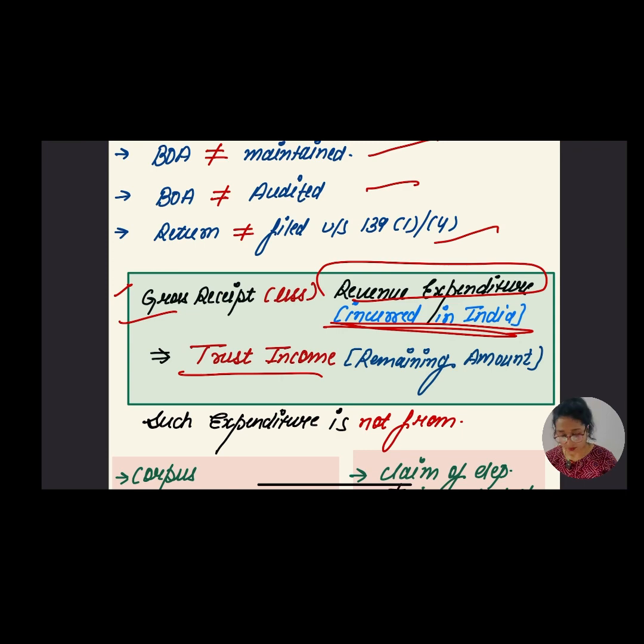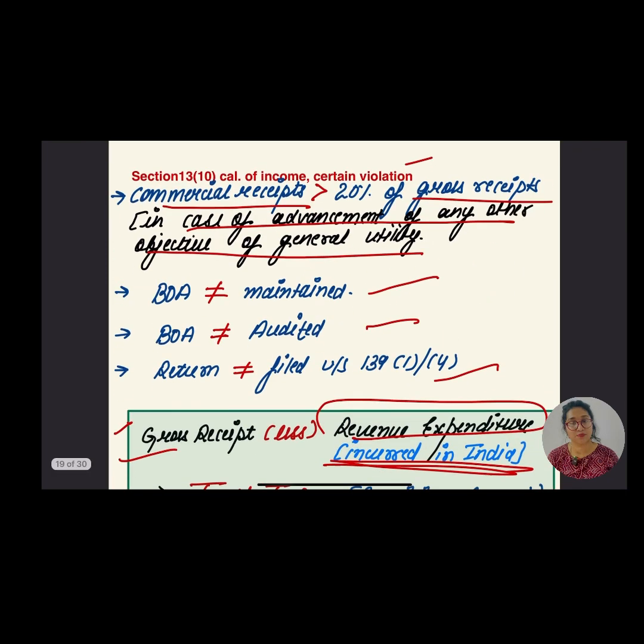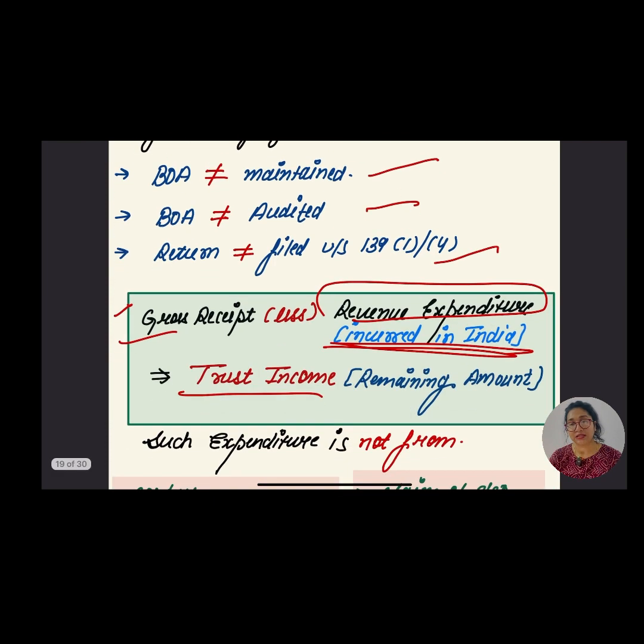Let me say it again. In case of violation of section 13 subsection 10, the violation happens in 4 cases: first, the 20% limit of gross receipt is exceeded; second, books of accounts are not maintained; third, books of accounts are not audited; and the return is not filed within the time limit specified in section 139 subsection 1 and 4. In these cases we compute the total income. From gross receipt we have to reduce the revenue expenditure only.